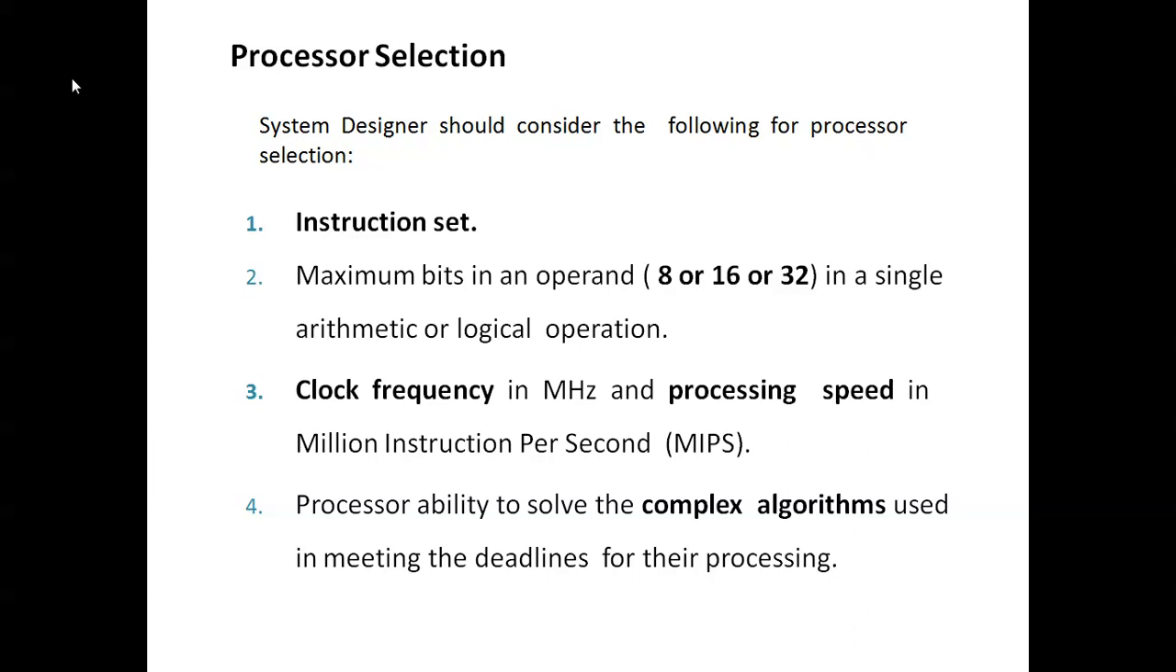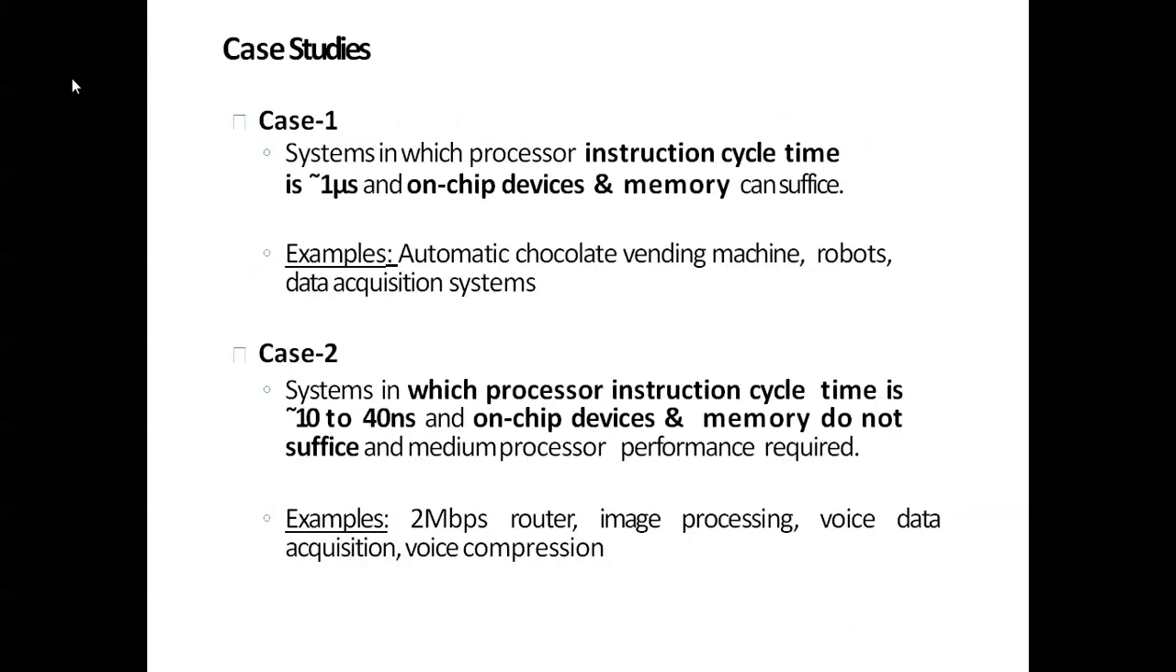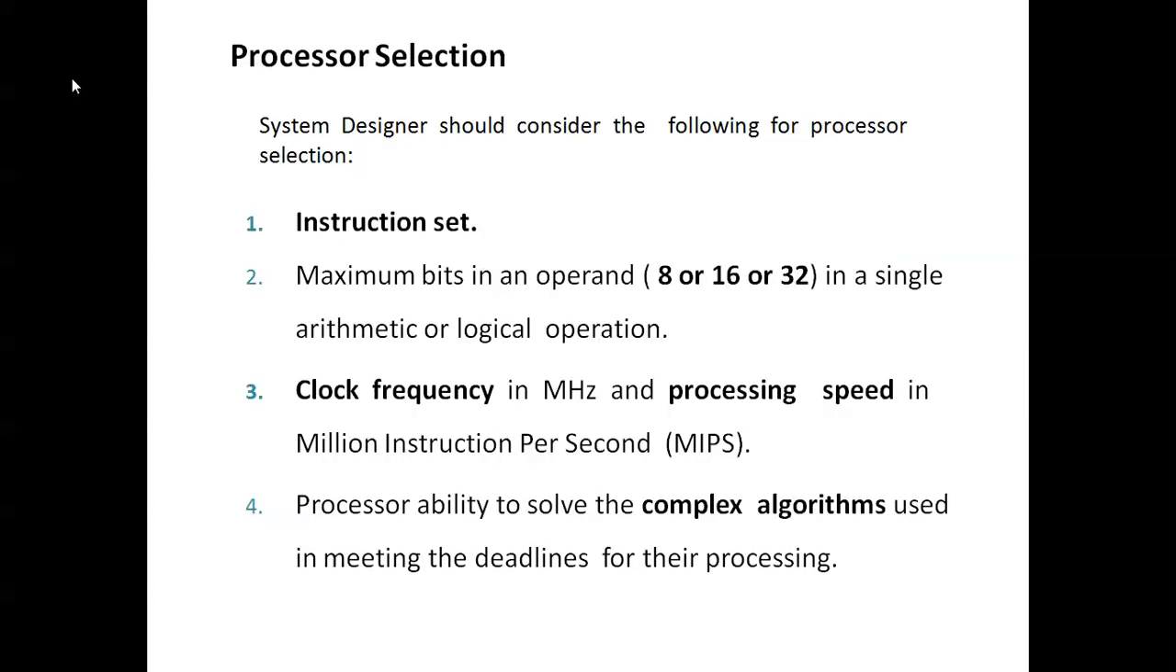What is MIPS? Million instructions per second. That means how many millions of instructions are executed within a second. Then the processor's ability to solve complex algorithms and meet the deadline for their processing. These are the factors the designer has to consider for processor selection.